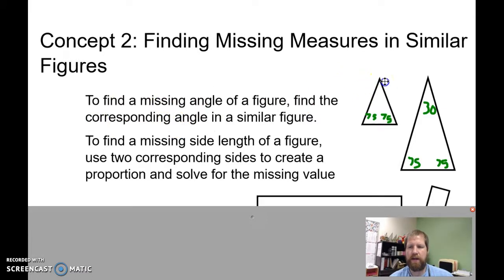Sometimes your figures could be turned around, so you might need to figure out which angles correspond. But as soon as you know which ones correspond, you're going to know the value, because it's going to be the same as the value in your similar figure.